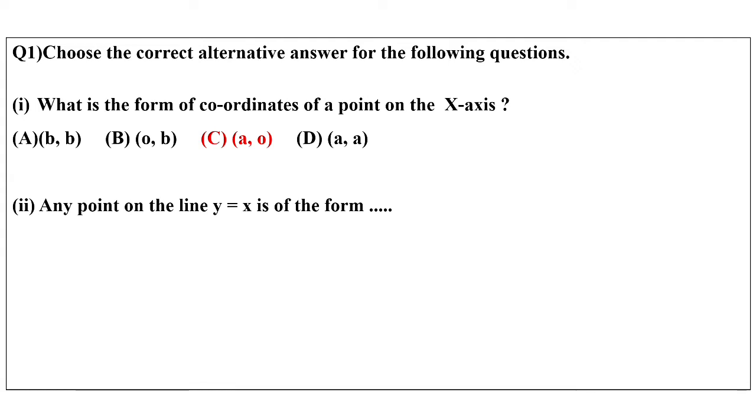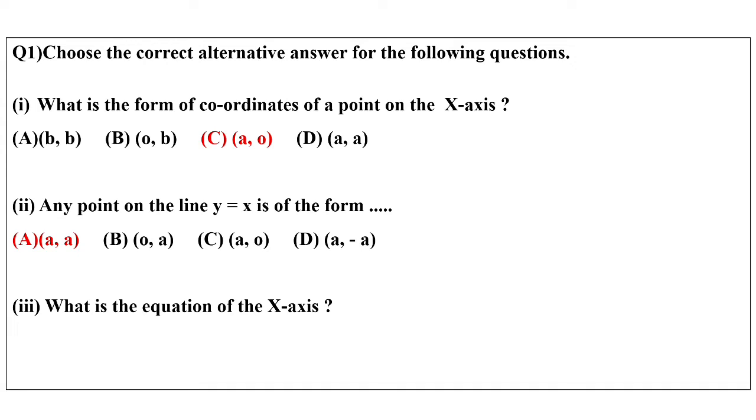Any point on the line y equal to x is of the form dash. It means whatever the coordinate is given for y will be equal to x, meaning both coordinates will be the same. It means option A is the correct answer, A and A. A represents the coordinate x and B represents the coordinate y. But here it is mentioned y equal to x, meaning both coordinates are the same. So option A is the correct answer.